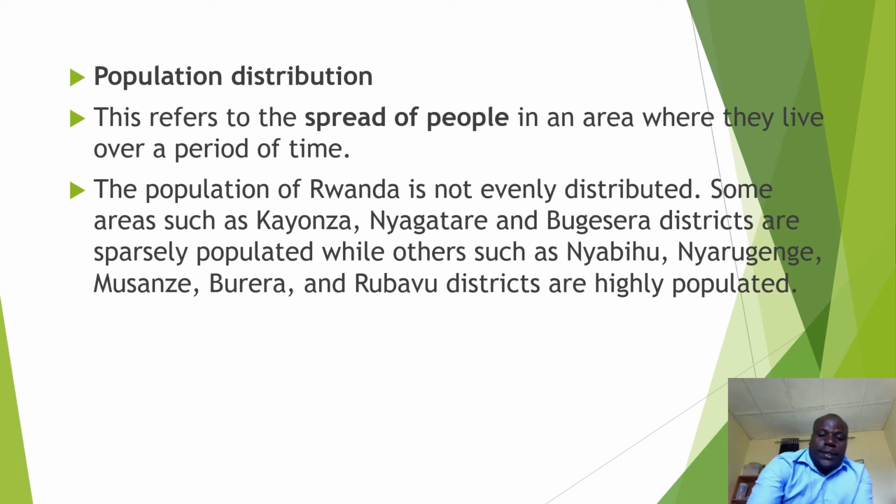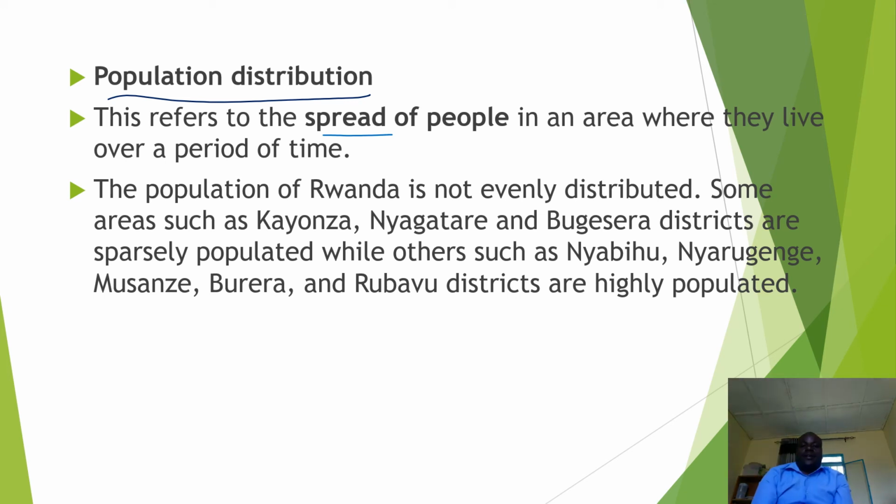Population distribution. There is the word distribution. This refers to the spread of people in an area where they live over a period of time. How people are spread. Are they scattered? Are they isolated? Are they dense, close to each other? Or is there zero settlement? From one settlement, one family to another, look at that distance.